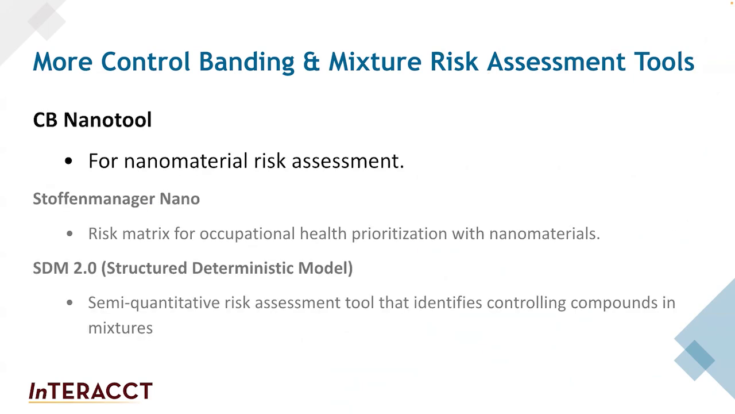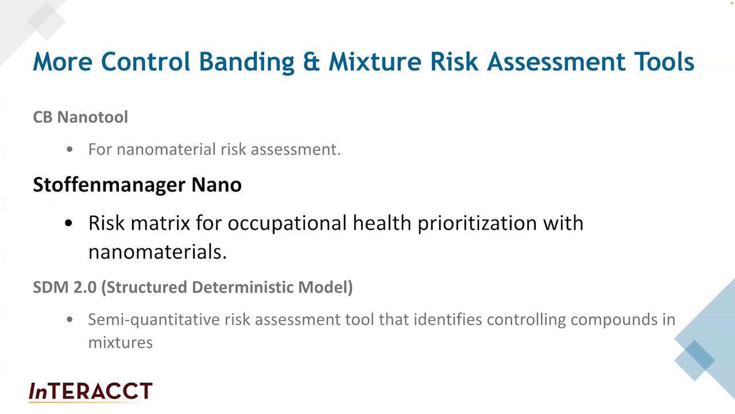There are several specialized control banding and mixture risk assessment tools that can help address unique hazards. The CB Nano tool is designed specifically for assessing risks from nanomaterials, helping to guide control measures for these emerging hazards. Stoffenmanager Nano uses a risk matrix to prioritize occupational health actions when working with nanomaterials based on both hazard and exposure information.